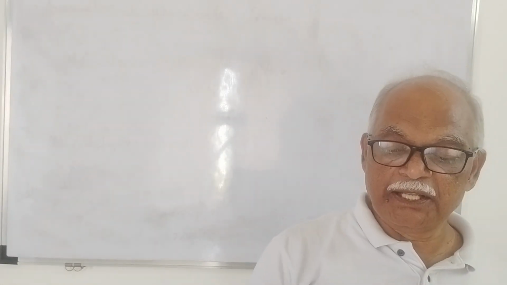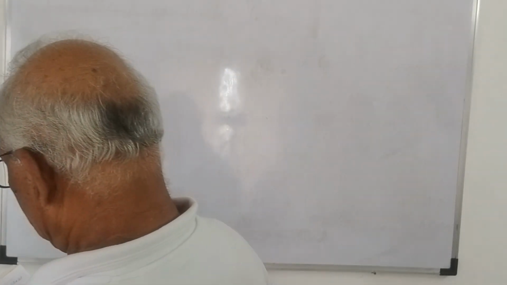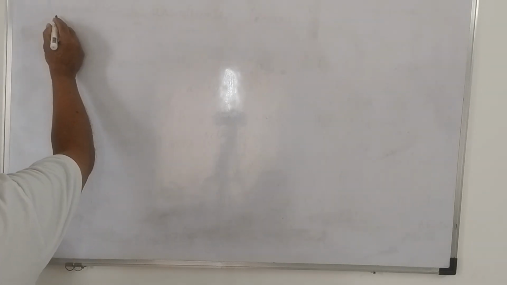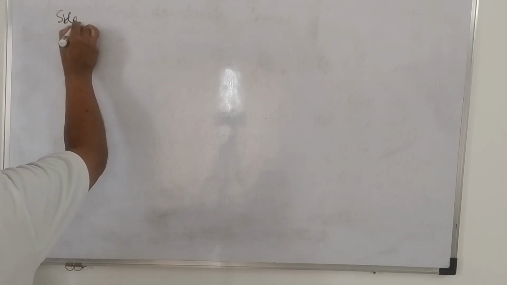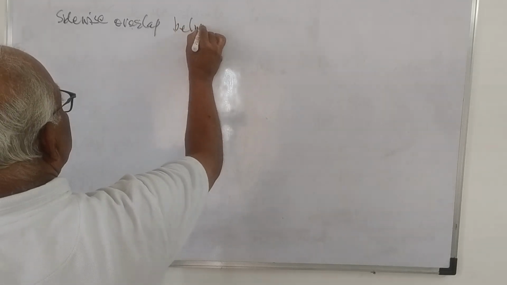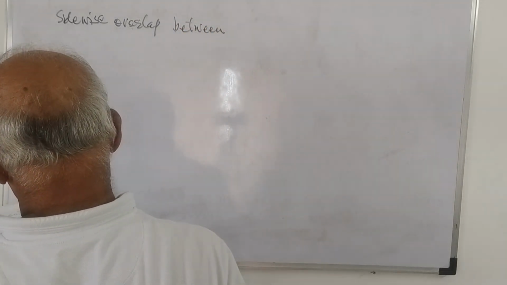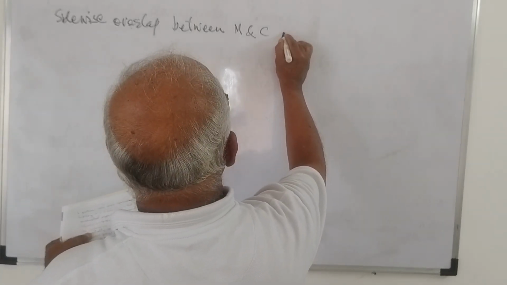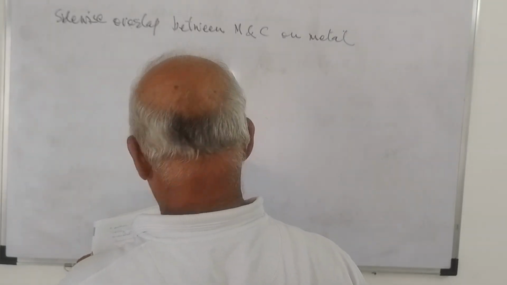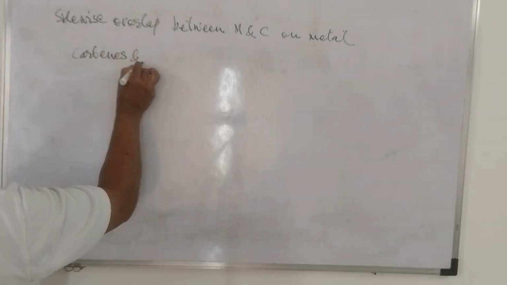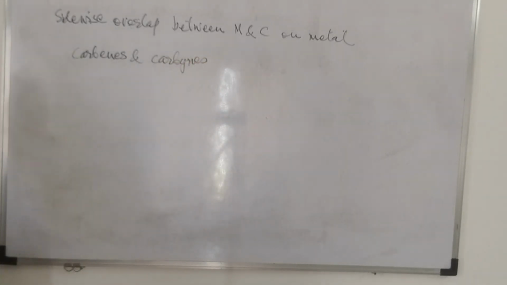Now, a further, very widespread class involving metal carbon pi bonding is that of unsaturated organic ligands bonding sidewise onto the metal. So this is seen in the carbenes and carbynes. That is, sidewise overlap between metal and carbon on the metal center. So, as we have seen just now, these are called carbene and carbyne complexes.